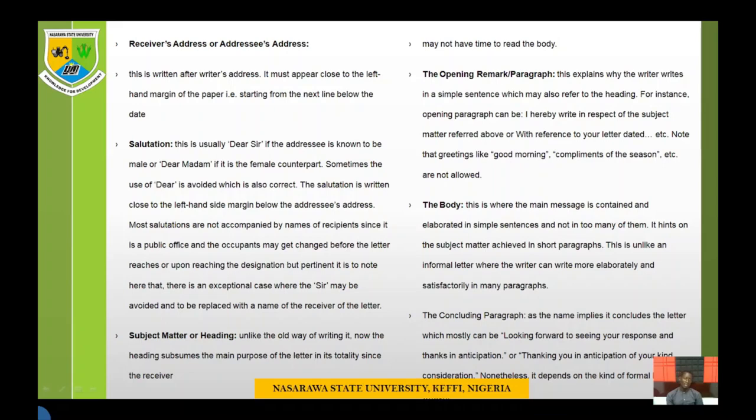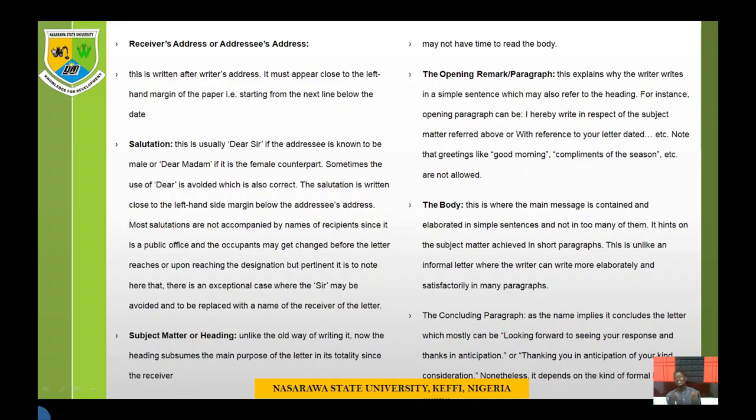The body of the letter now is the next thing. It follows the opening remark. This is where the main message is contained and elaborated in simple sentences, and do not write too many of them. It hints on the subject matter achieved in short paragraphs. It means in the body of the letter we call formal letter, we don't need to see you writing a lot of things, writing jargons or being verbose, using words beyond the need to use them.